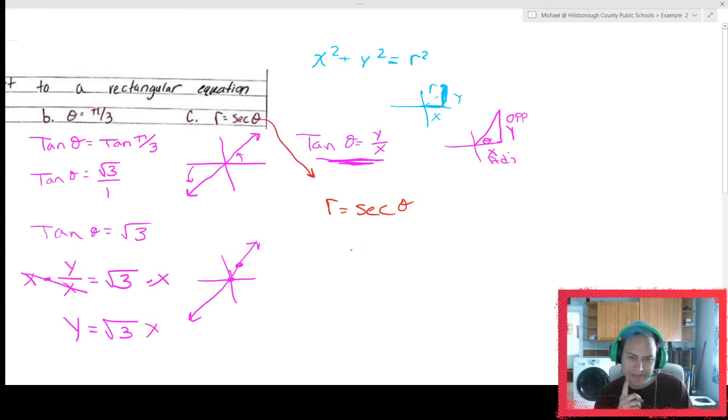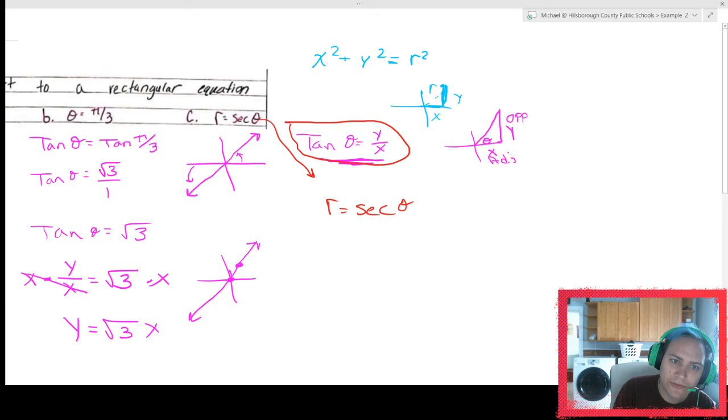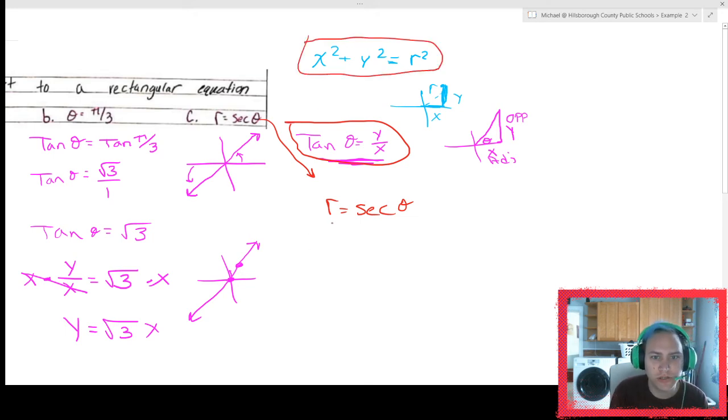So r equals secant of theta leads me to a little bit of a problem. I don't have a formula, right? Tangent of theta equals y over x, and x squared plus y squared equals r squared are your two universal formulas that you can use. I don't have a theta here, and I don't have an r squared currently here, right? But we can easily make an r squared.